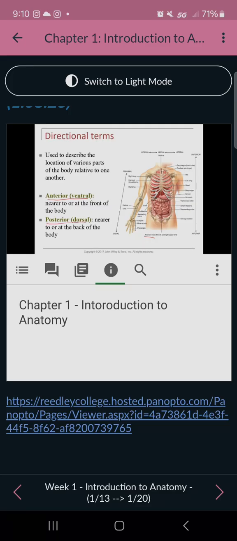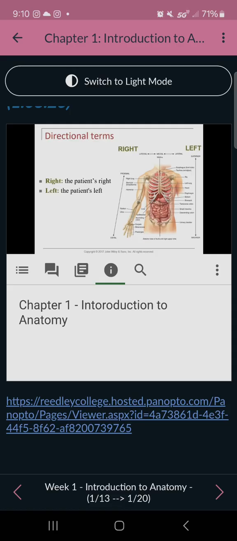If we're talking about an organ which is nearer to or located at the back of the body, we refer to it as dorsal, right? Posterior, dorsal. And if we're talking about an organ which is nearer to or at the front of the body, we call it anterior. Okay?